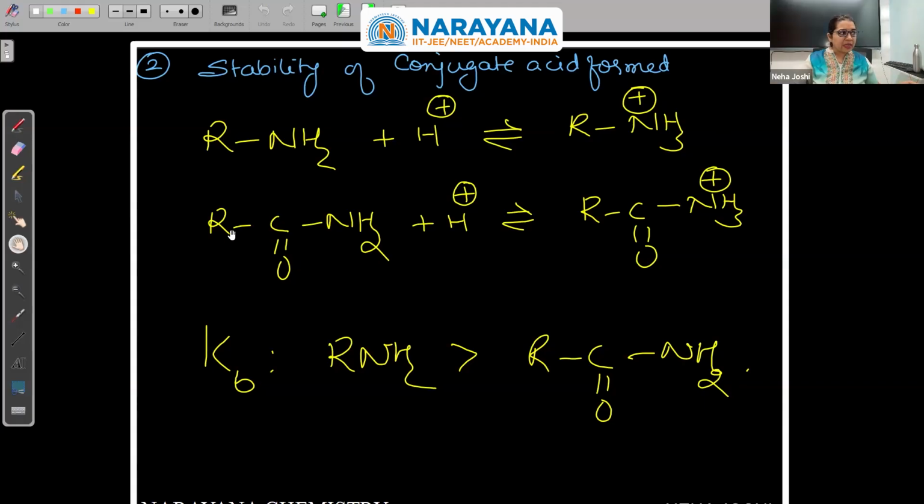Now see, if I compare amine versus amide, my conjugate acid is RNH3 plus. This is the best approach to solve basicity order cases: always form the conjugate acid and compare the stability. So RNH3 plus. As you all are aware, once this NH3 plus is formed, the nitrogen's octet is complete, so it cannot do any resonance. Here also the nitrogen's octet is complete, it cannot do resonance. But here R is attached directly, which will act as a plus I group.